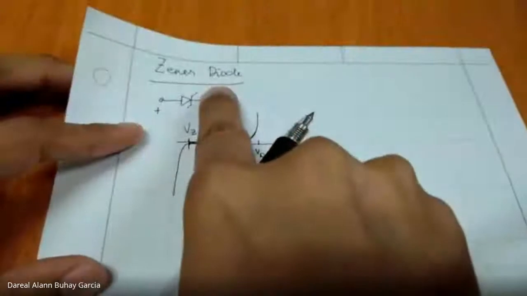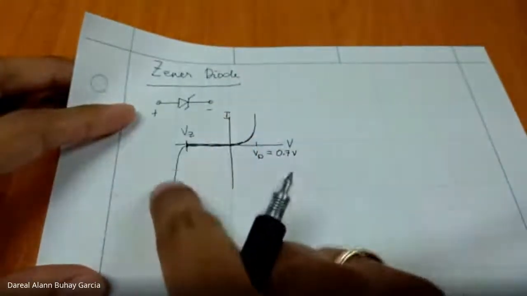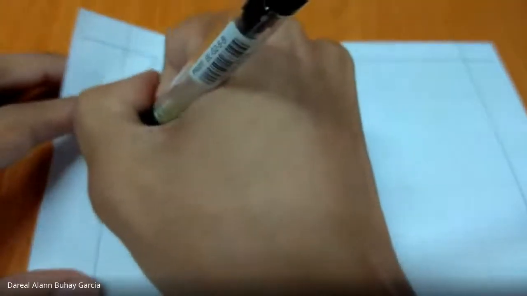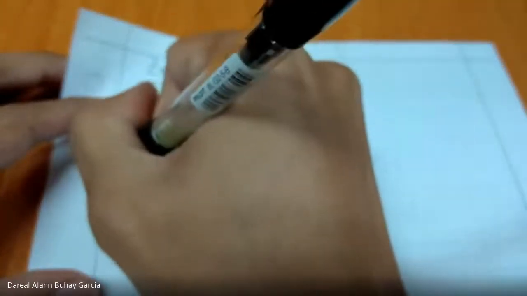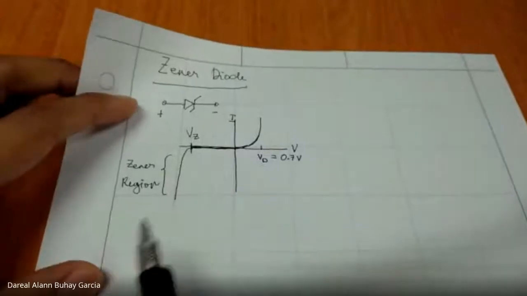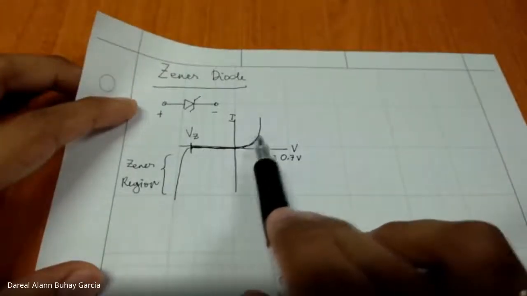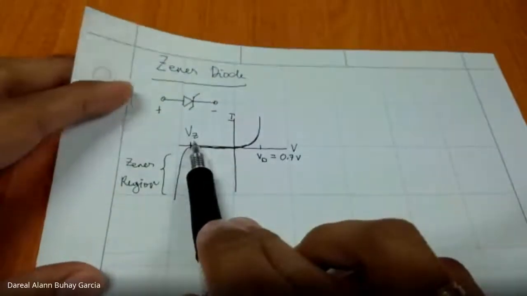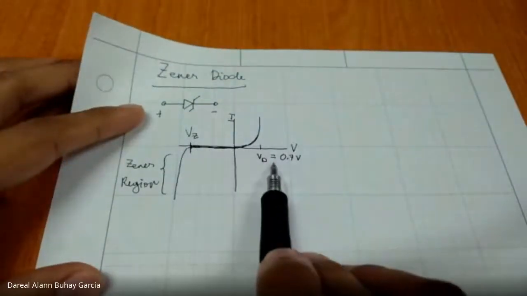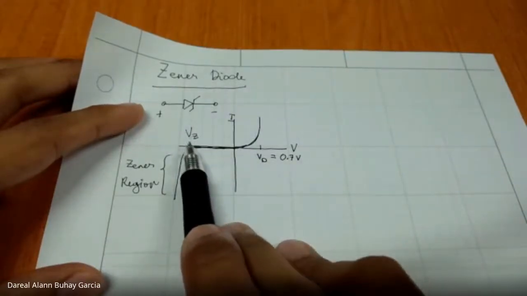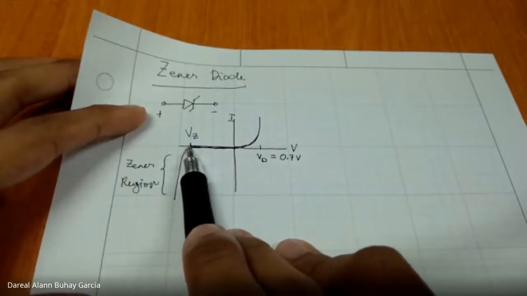So the Zener diode is a special type of diode that operates in the Zener region. We call this the Zener region, the region of operation in the opposite portion from the regular diode. This VZ is a relatively larger number compared to 0.7, and not only is it larger, it should be negative.